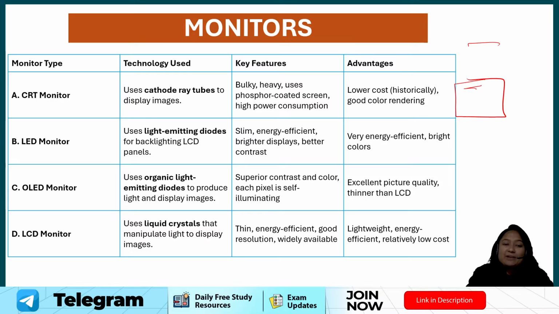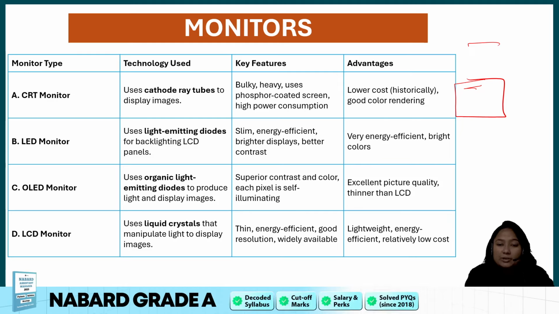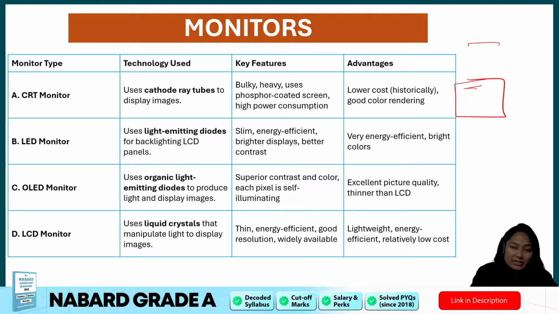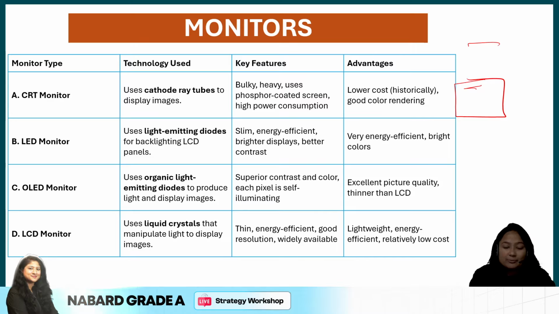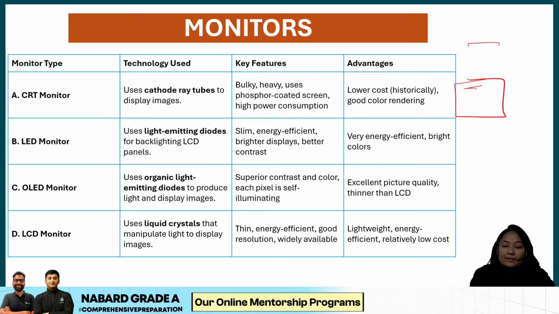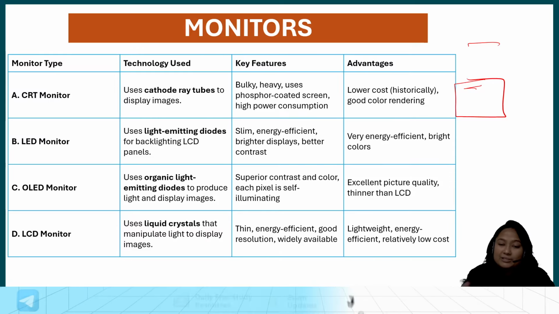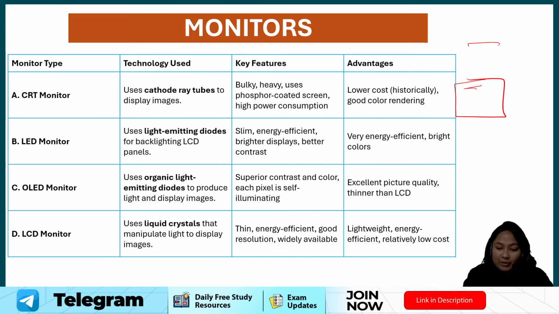The next we have is OLED. What is it? OLED basically uses organic light emitting diode. So they are also using light emitting diode, but it is organic. Here the contrast is high, the color is good, and it is self illuminating. Then we have LCD. LCD basically uses liquid crystal to manipulate the light. This point you will have to remember, this is energy efficient, it provides very good resolution, and it is relatively cheaper than LED or OLED.